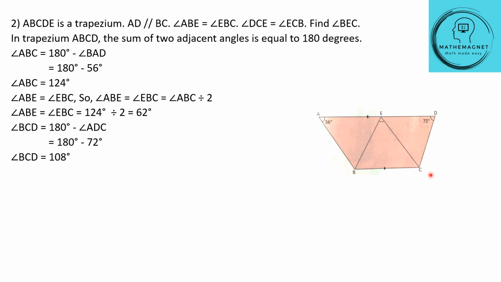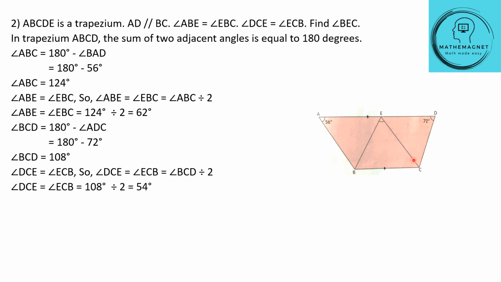Now again we know angle DCE is equal to ECB. So which means these two have been split equally. So which means 108 is split equally into 2. So 108 divided by 2 will be equal to 54. So we know angle ECB is equal to 54.